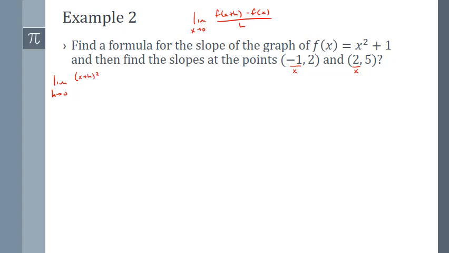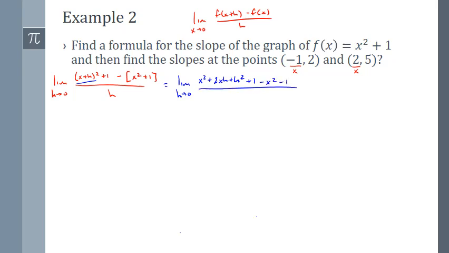So the way that would look is find the limit as h goes to 0 of x plus h squared plus 1 minus x squared plus 1 all over h. So this is identical to what we did on the previous example where we left x as x, then plug in a value. I'm going to simplify. So limit as h goes to 0. I'm going to expand out this binomial. So I get x squared plus 2xh plus h squared plus 1 minus x squared minus 1 all over h.